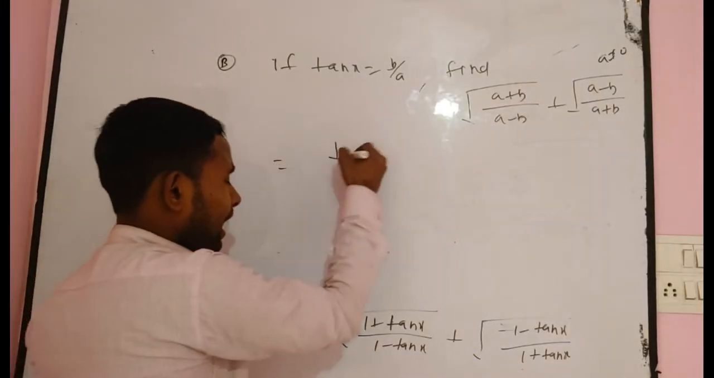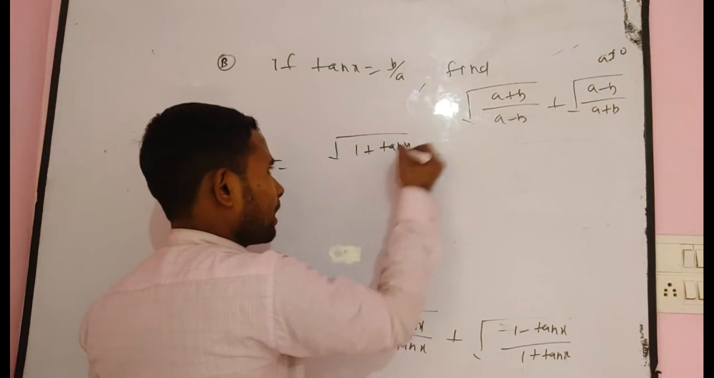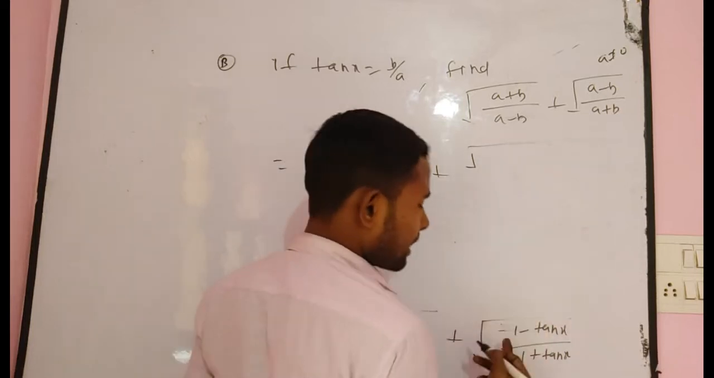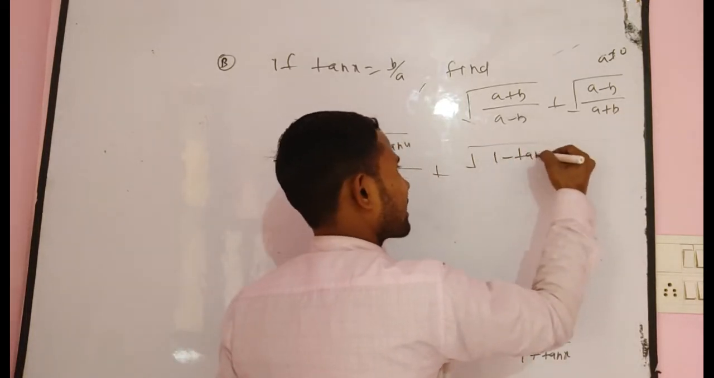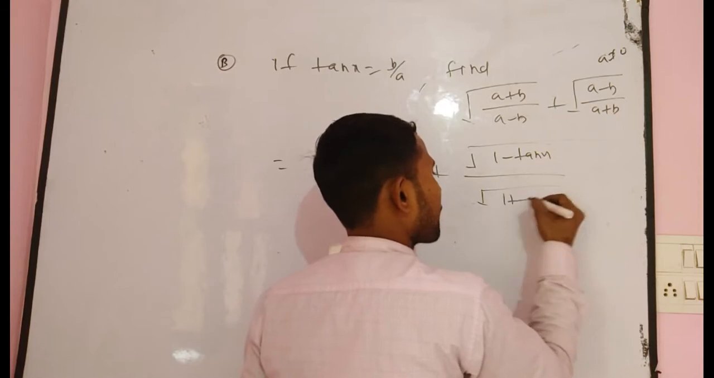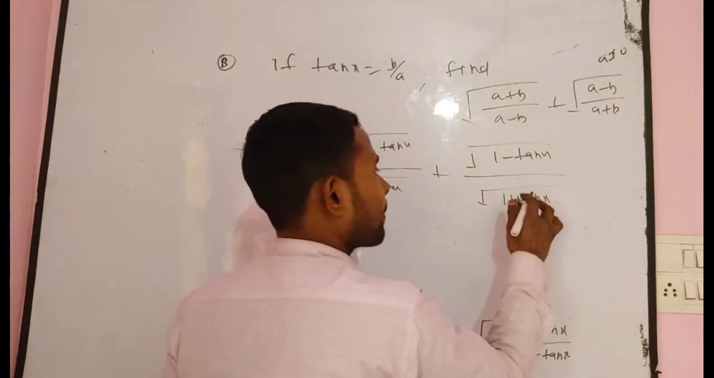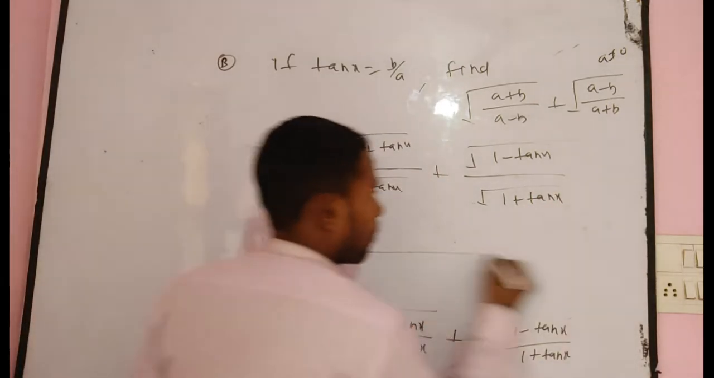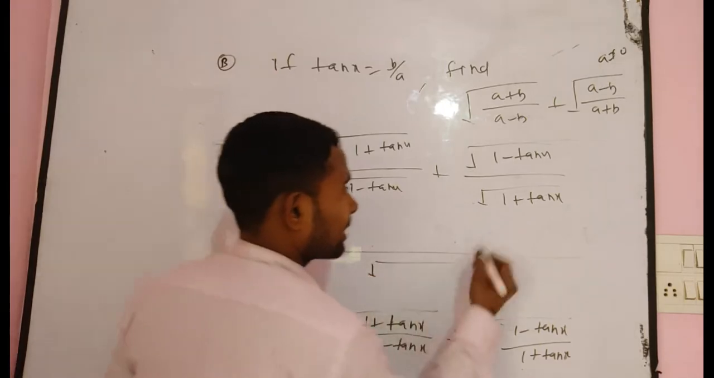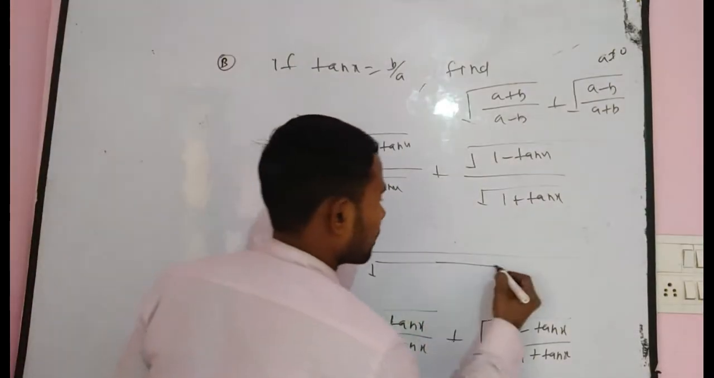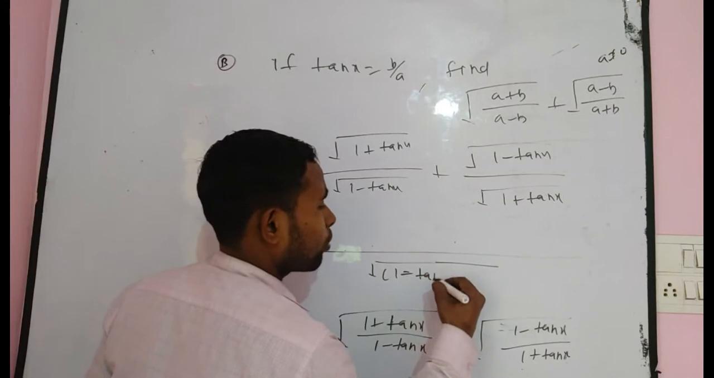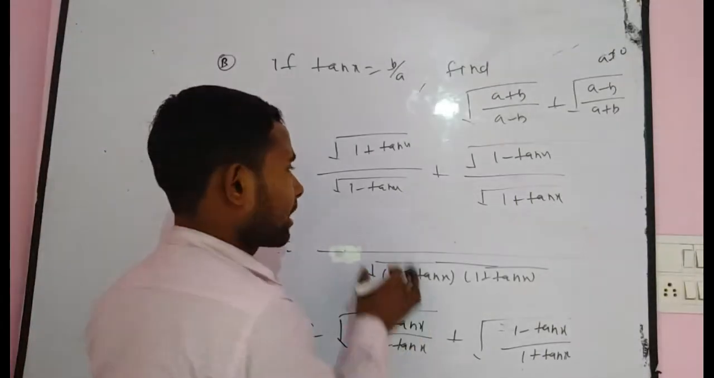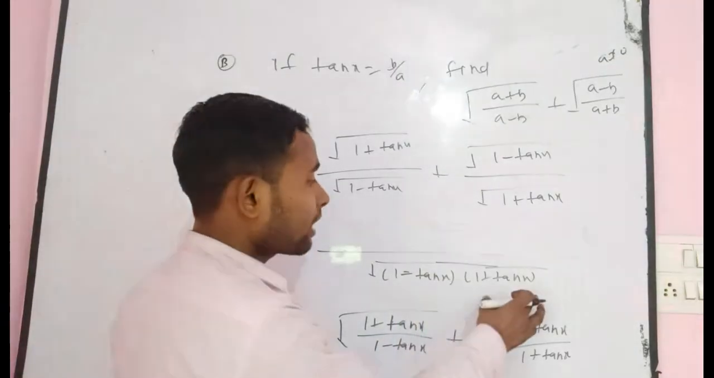Can you write under root 1 plus tan x divided by under root 1 minus tan x, plus, in the above, it is equal to under root 1 minus tan x divided by under root 1 plus tan x? After taking the LCM, what do you get? Here you can multiply it. In that case, I want to give you a step. 1 minus tan x, can you write 1 minus tan x into 1 plus tan x? After dividing this by this term in this portion, you get under root 1 plus tan x.